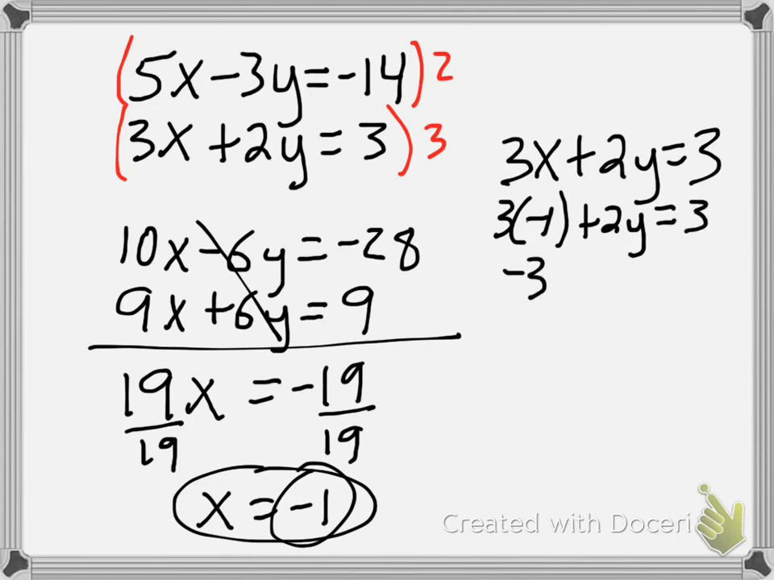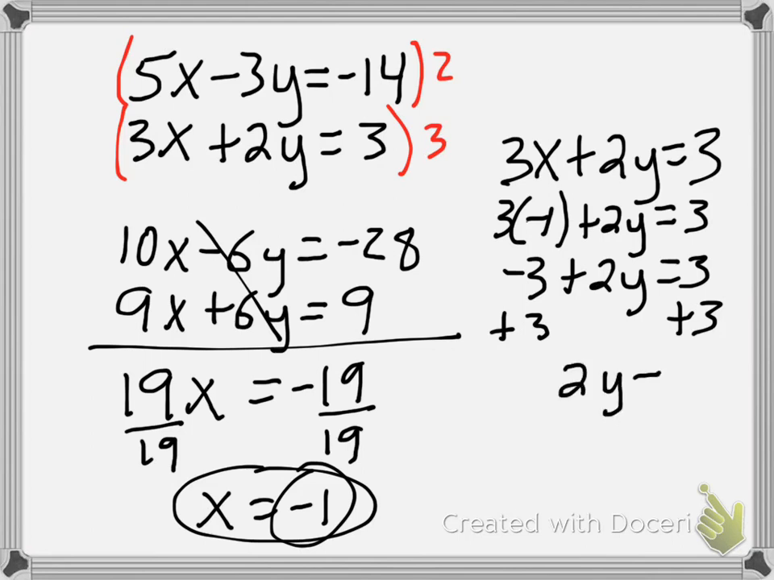I get negative 3 plus 2y is equal to 3. I want to solve for y, I'm going to have to get rid of negative 3, so I'm going to have to add 3 to each side. So I get 2y equals 6. And if I divide by 2, I get that my y value is equal to 3.